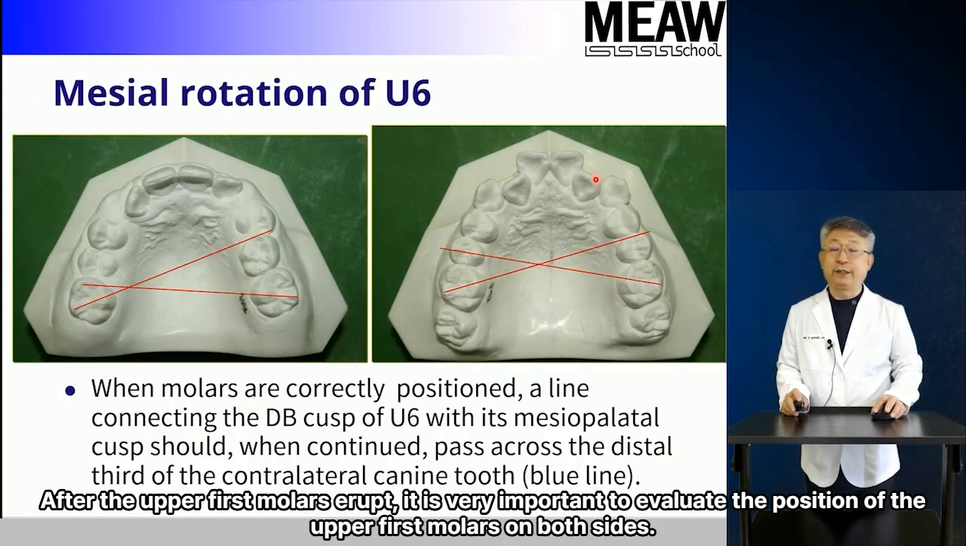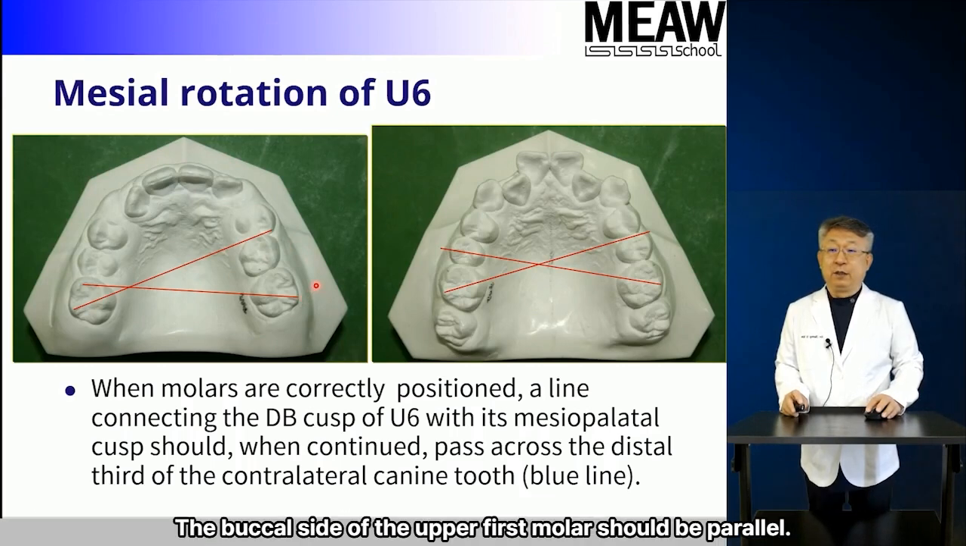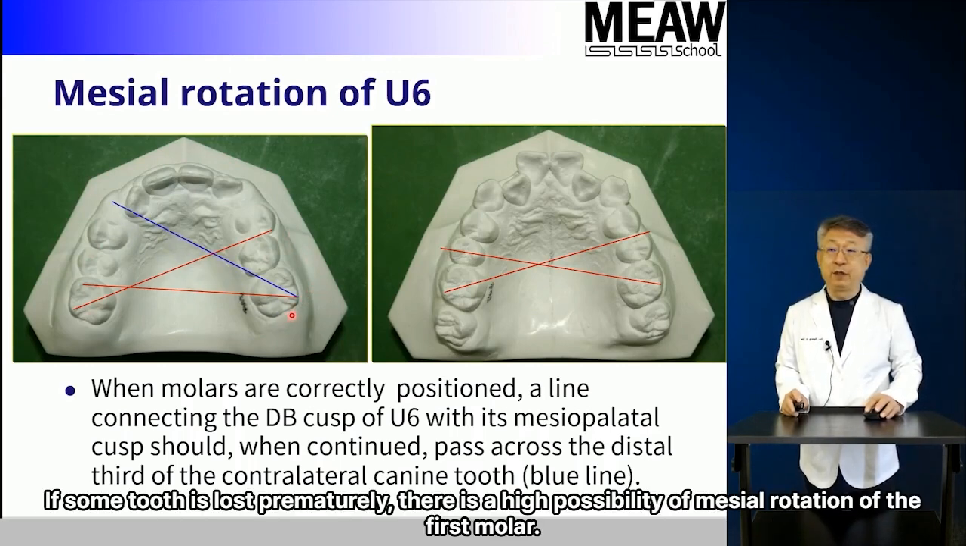After the upper first molars erupt, it is very important to evaluate the position of the upper first molars on both sides. In other words, we should observe whether the upper first molar is in mesial rotation or is parallel. The buccal side of the upper first molar should be parallel. If some tooth is lost prematurely, there is a high possibility of mesial rotation of the first molar.